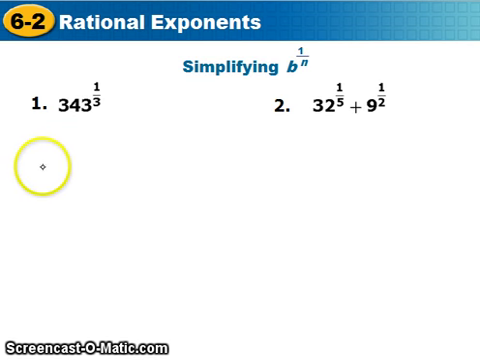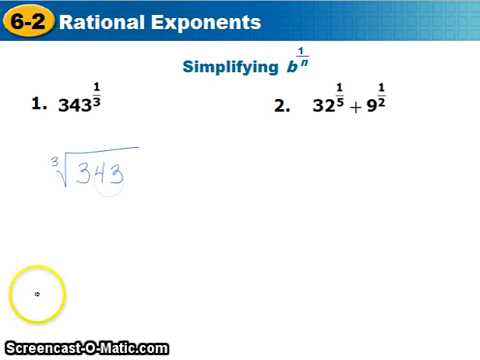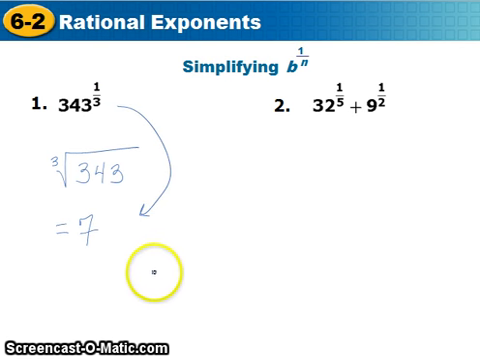So when I have 343 to the 1/3 power, that's the same thing as the third root of 343. And I know the third root of 343, and if you don't, you can use your calculator to help you. And this can be simplified to... So 343 to the 1/3 power is the same thing as 7.